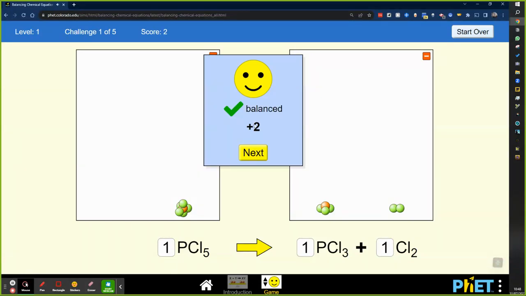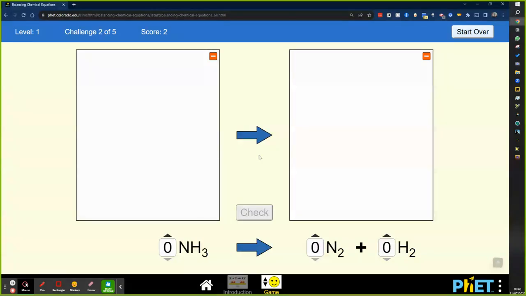You get 2 points if you get it right first time, 1 point if you get it wrong first. I think you also get 1 point if you balance it, but it's not simplified. So I'll see if I can give you another example of this, where it's not simplified.